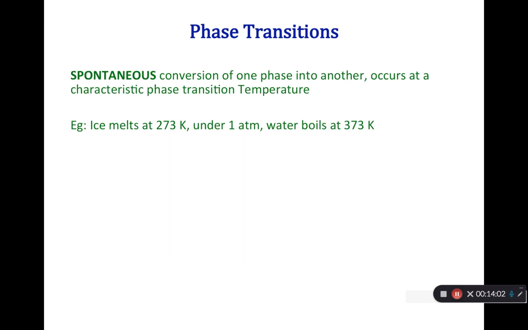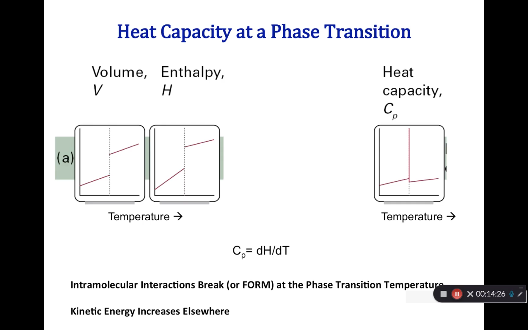A phase transition is the spontaneous conversion of one phase into another and occurs at a characteristic phase transition temperature. For example, ice at 1 atmosphere will always melt at 273 Kelvin. Water at 1 atmosphere will always boil at 373 Kelvin. Interesting things happen to the enthalpy and the heat capacity at a phase transition. Let us look at a simple phase transition for, let's say, a pure liquid.